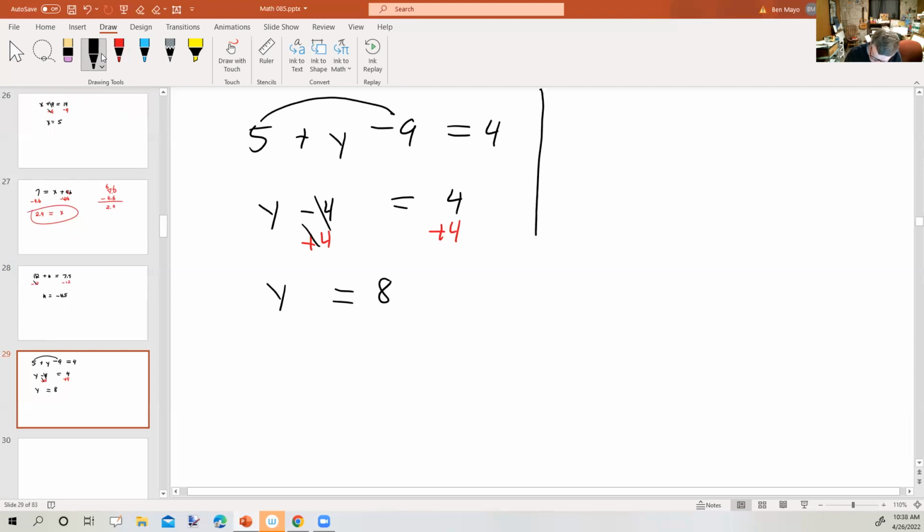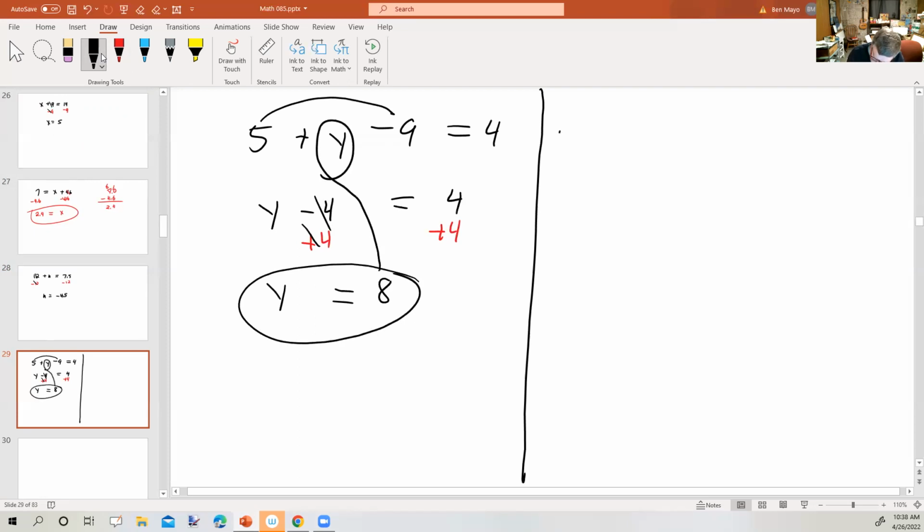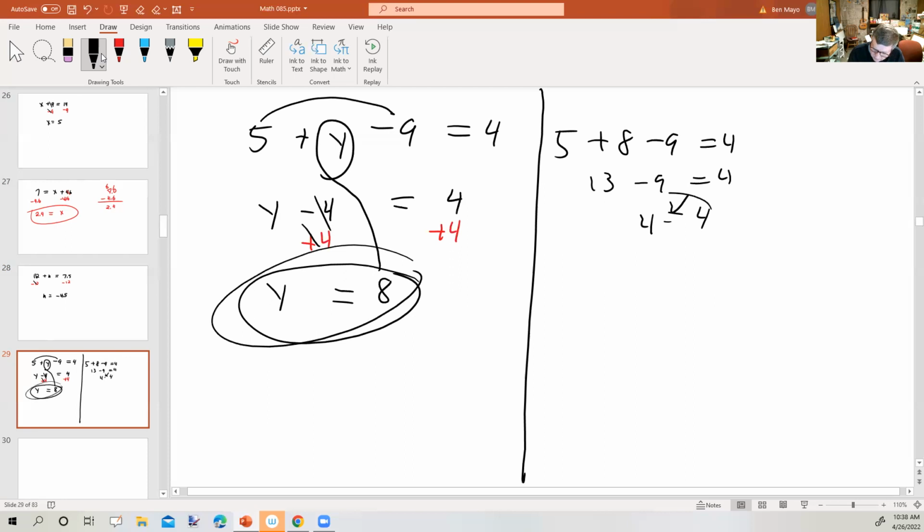I haven't done this up until now, but let's do this. Let's check our work. How do we do that? We take the solution and put it in the place of y to see if that's true. 5 plus 8 is 13. 13 minus 9 is 4. 4 equals 4. So when y equals 8, we get a true statement. So the solution is y equals 8.